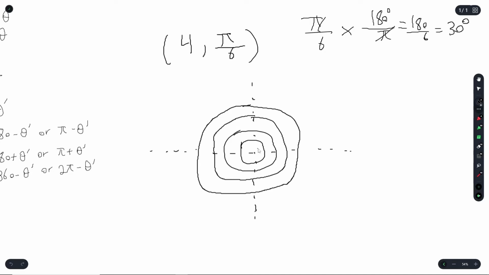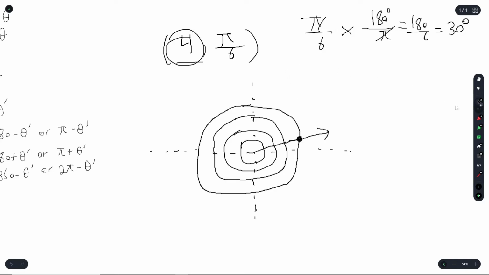Okay, now that we know the direction for it, we can count 4 circles. So since this is 4, we just count 4 here. So 1, 2, 3, 4, and then we draw our line, and this is the point. This is the point that they're asking for here.